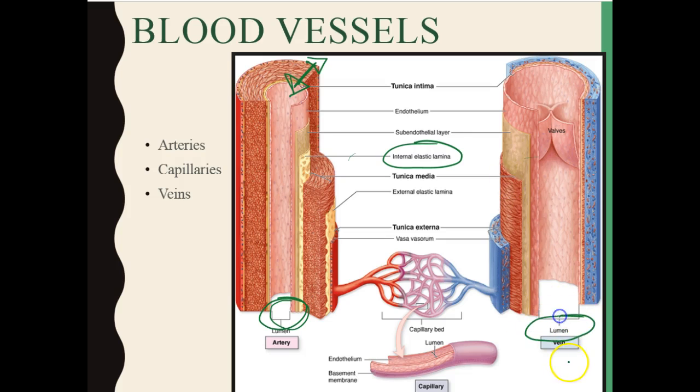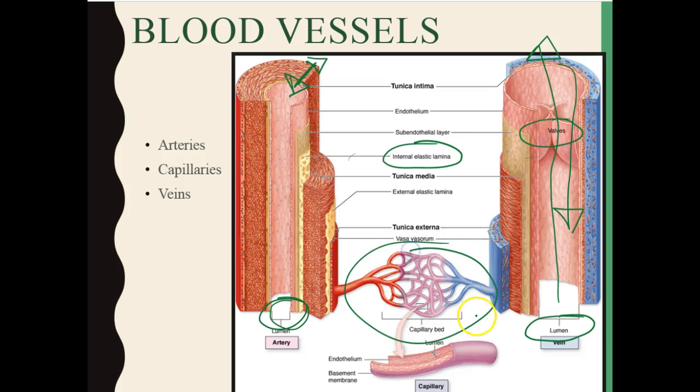The veins will have a much larger lumen, as well as the presence of these valves. These valves prevent backflow. Blood will go through, the valves will shut, and then as there is a decrease in pressure, instead of the blood regurgitating back down in response to gravity, those valves shut and prevent the backflow.